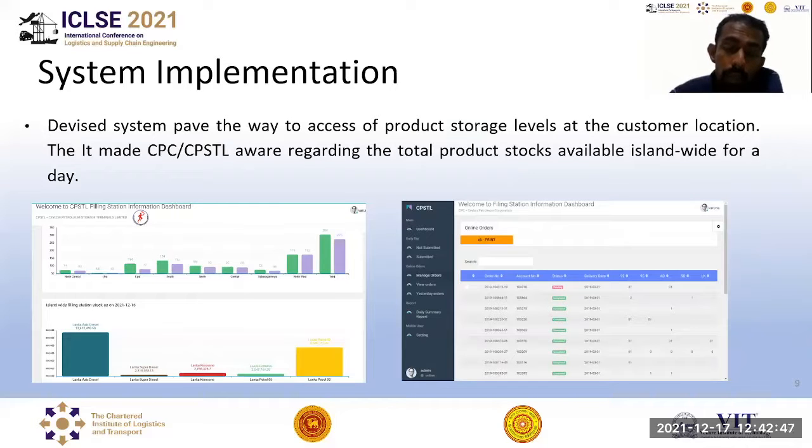And apart from that, all this time CPSTL only had the stocks at their own storage tanks at their own locations. But with this implementation, they have gained access to the amount of fuel at the island-wide filling stations as well, which is a big deal considering the fuel shortages and other concerns which have been troubling the general public for so long. So now they have access to information about how much stock is there even at the filling stations.